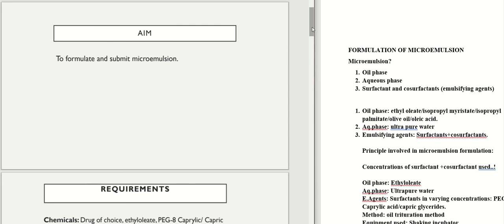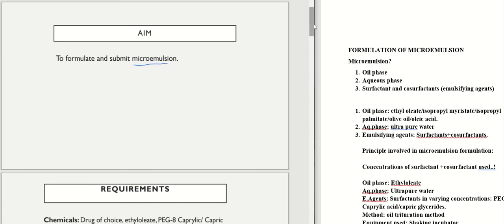The name itself indicates that in a microemulsion the droplet size will be in the micronized range. The physical difference between the microemulsion and the macroemulsion is the appearance. The macroemulsion, the normal emulsion, will be opalescent, white, creamy in nature, whereas microemulsion is a transparent or translucent, low viscous formulation. This is the major physical difference between microemulsion and macroemulsion.